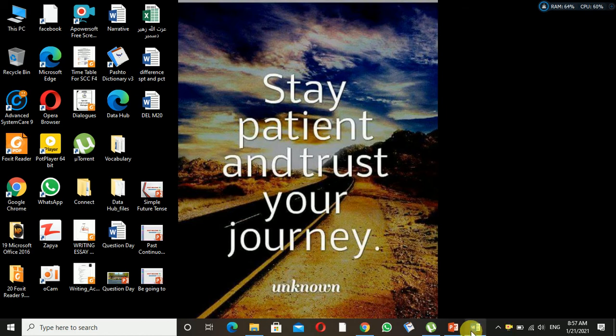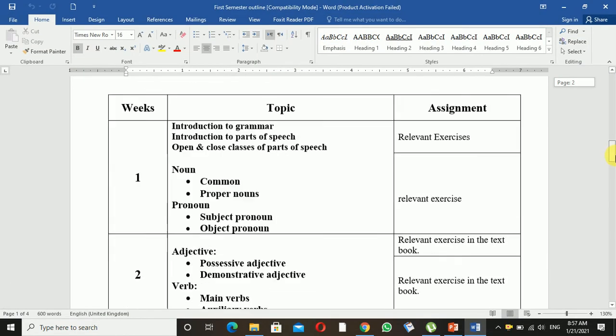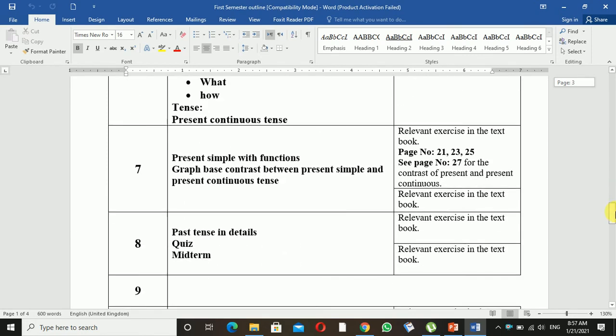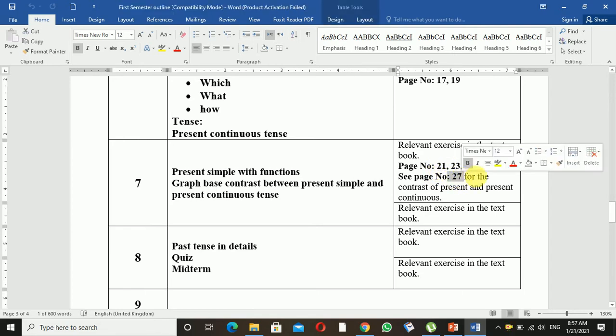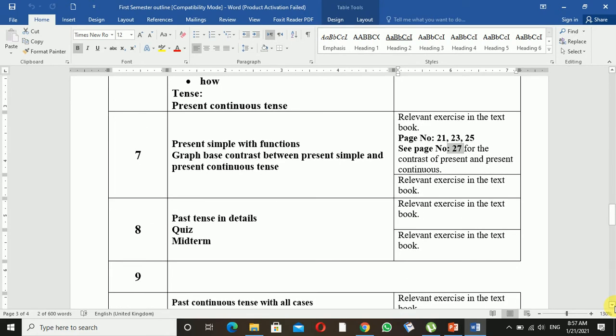In the previous lecture, we studied simple present tense. We also talked about the differences between present simple tense and present continuous tense. The exercises are on pages 27 to 29. Do the exercises. If you have any question regarding yesterday's lesson, put your question forward. I will try my best to get your question answered.